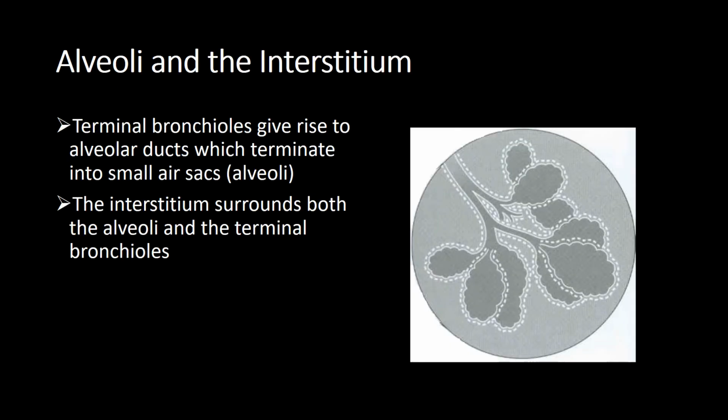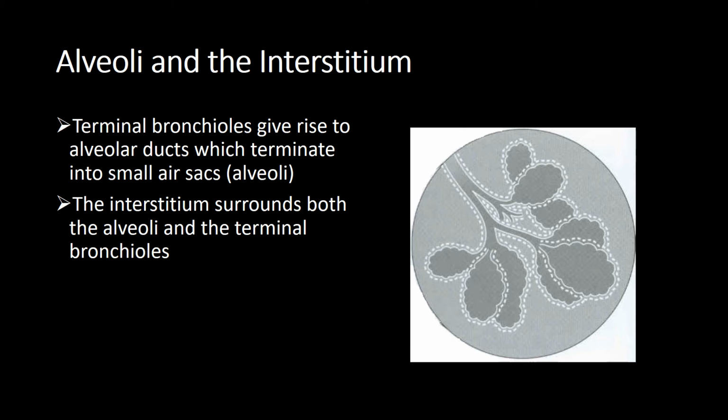Let's talk about the alveoli and the interstitium. The terminal bronchioles give rise to alveolar ducts, and these then terminate into small air sacs. Now these air sacs are called alveoli, and they're responsible for gas exchange. So carbon dioxide goes out and oxygen comes in.